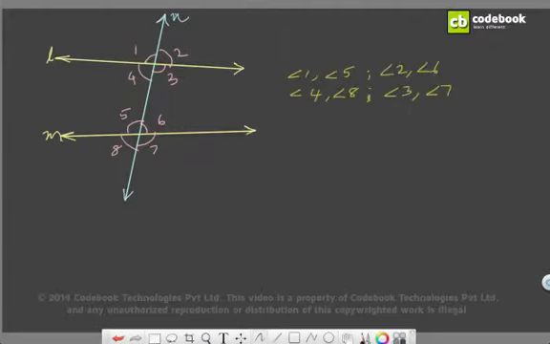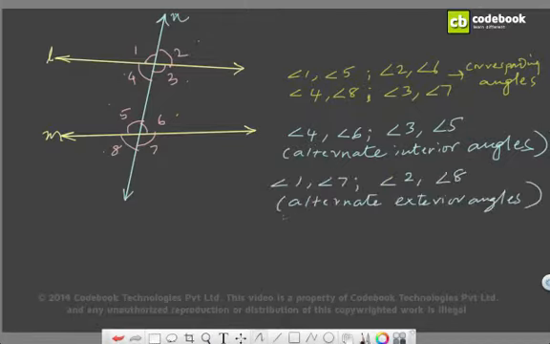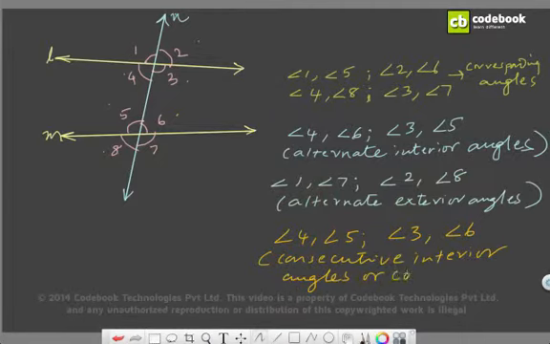So the pairs of angles 1, 5, 2, 6, 4, 8 and 3, 7 are called corresponding angles. The pairs of angles 4, 6 and 3, 5 are called alternate interior angles. The angles 1, 7 and 2, 8 are called alternate exterior angles. Angles 4, 5 and angles 3, 6 are called interior angles on the same side of the transversal. They are also called consecutive interior angles or co-interior angles.